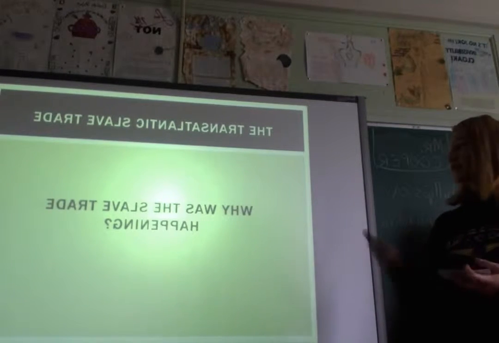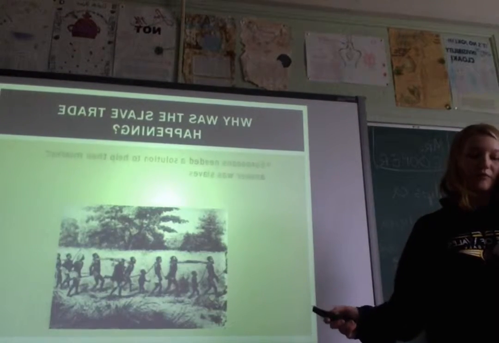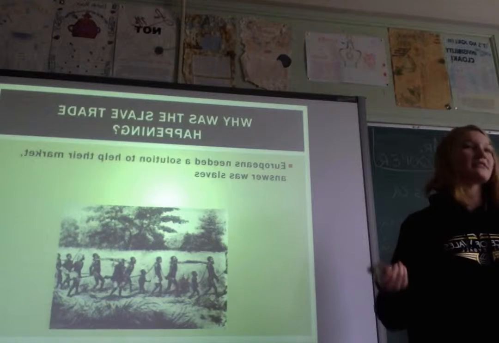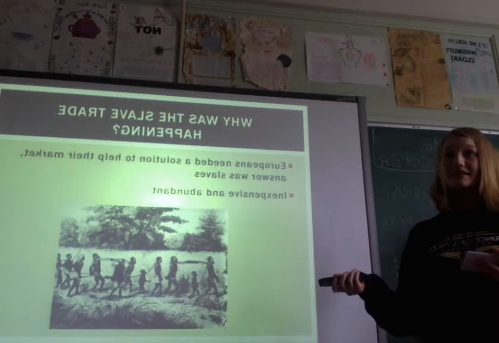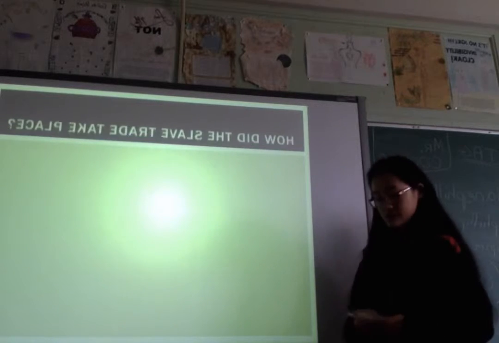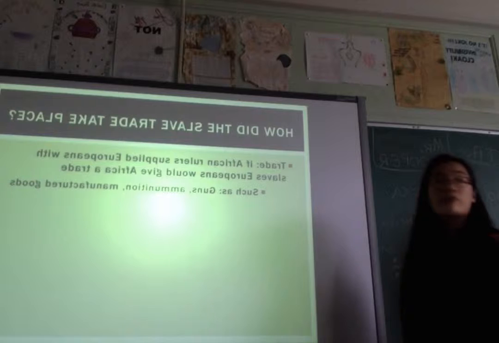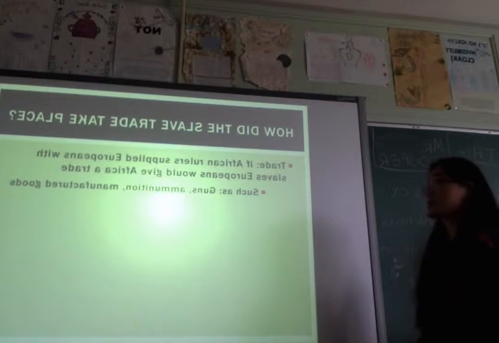So why was the slave trade happening? Europeans needed a solution to help their market, and the answer would be slaves because they were inexpensive and abundant. So how did the slave trade take place? They made a trade. If the African rulers were to supply the Europeans with slaves, the Europeans would give them a trade such as guns, ammunition, and manufactured goods.